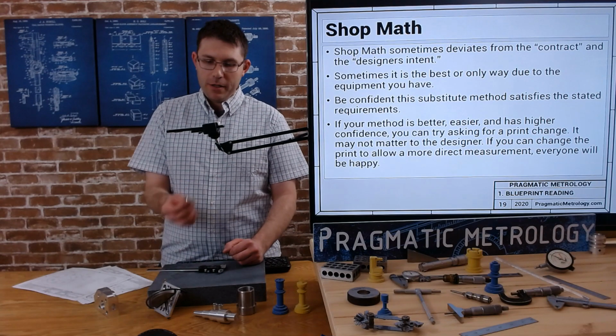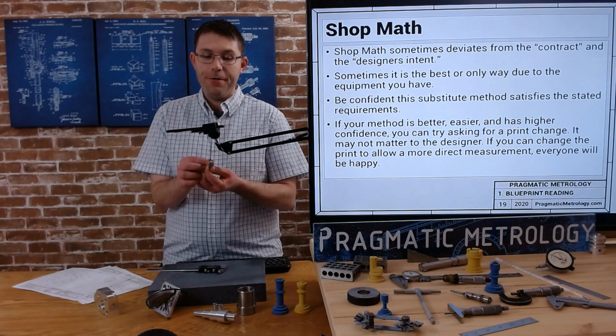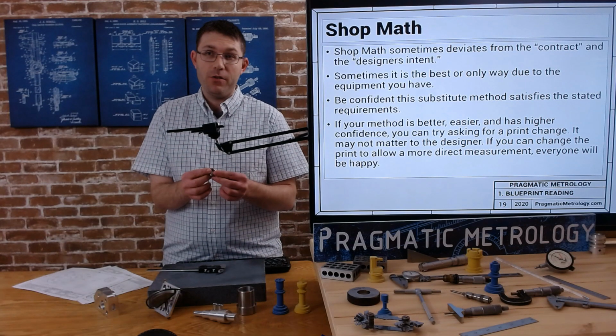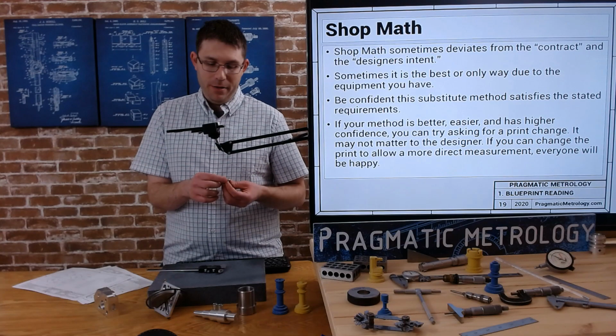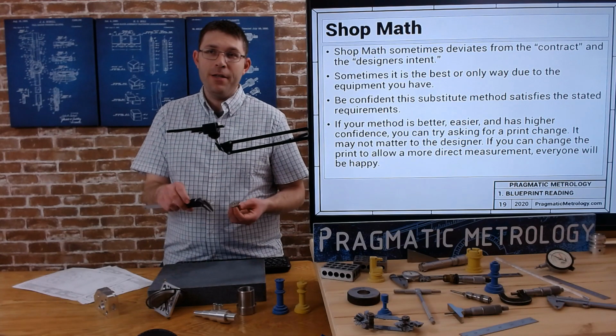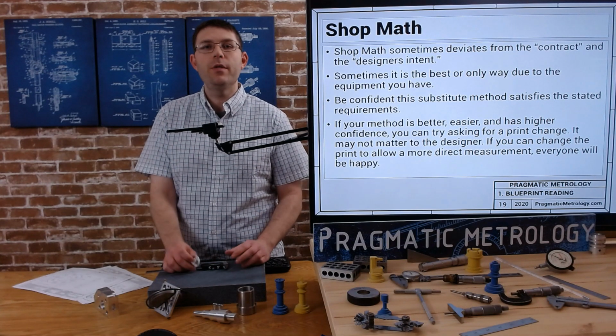I mean, realistically, if I don't want to use a CMM, this part is entirely round. It's going to be kind of hard to set up on a surface plate and do the shop math that way. I was able to verify it in less than a minute with a caliper, and if it's open tolerance, everyone's happy.